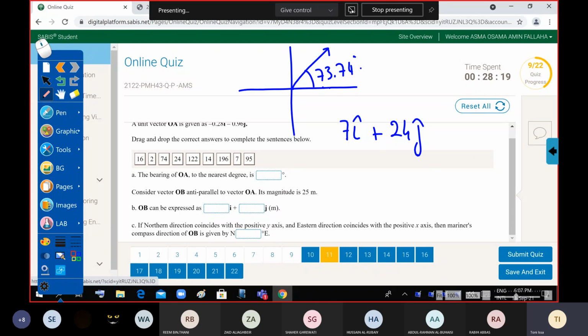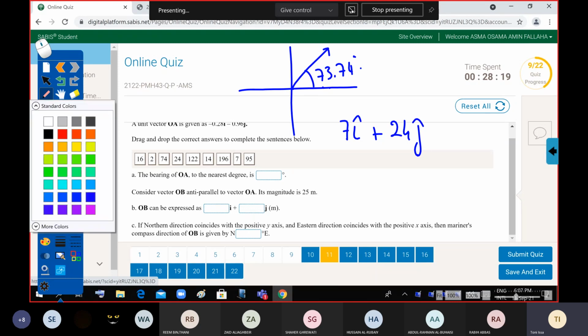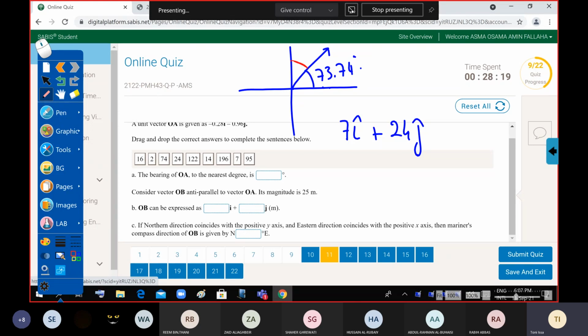Degrees. What do they want? They said north, towards east. So which angle do they want? This angle over here, this is what you're looking for, because they said from north towards east. And then it will be 16.26, which will be rounded to 16 degrees. It is drag and drop, so 16. You can see it, it's over here.